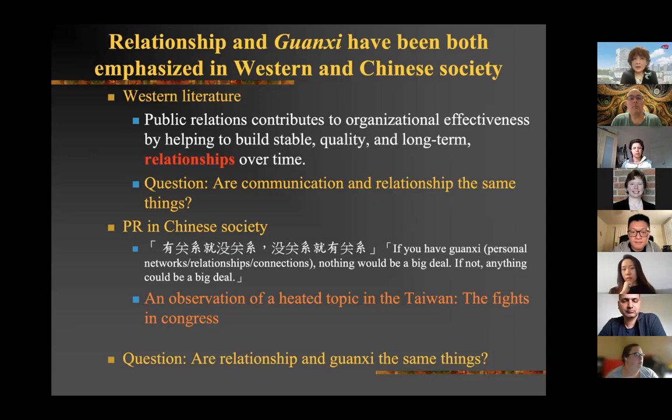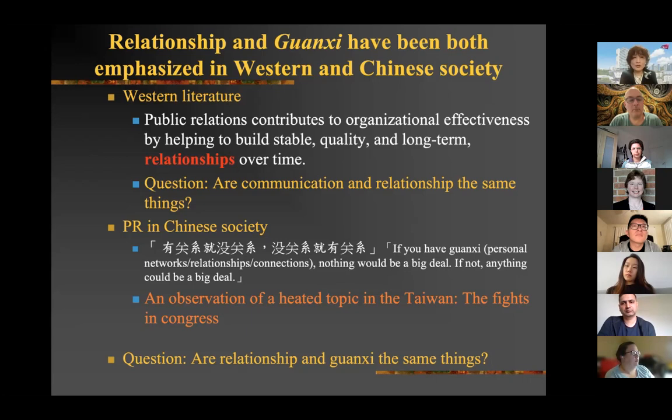At that time I started to talk about this, and I asked myself, are the theories that we adopted from the domain or the paradigm of communication really pertinent? This is one thing that I thought at that time. And the second thing is my observations in Chinese society, just as I mentioned, that Guanxi is very important, but is Guanxi equivalent to the interpersonal relationship, or the so-called relationship in the Western theories? And the other observation that I highlighted here is that in Taiwan, the fights in Congress became a very hot, heated topic at that time.